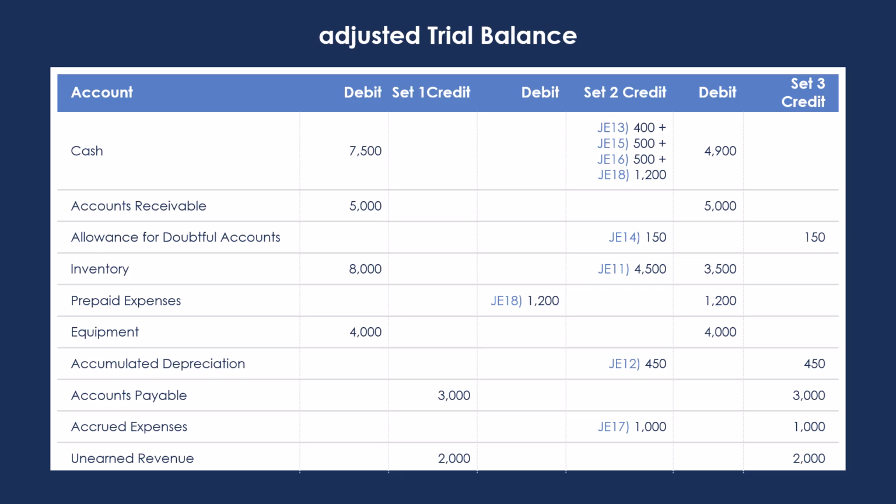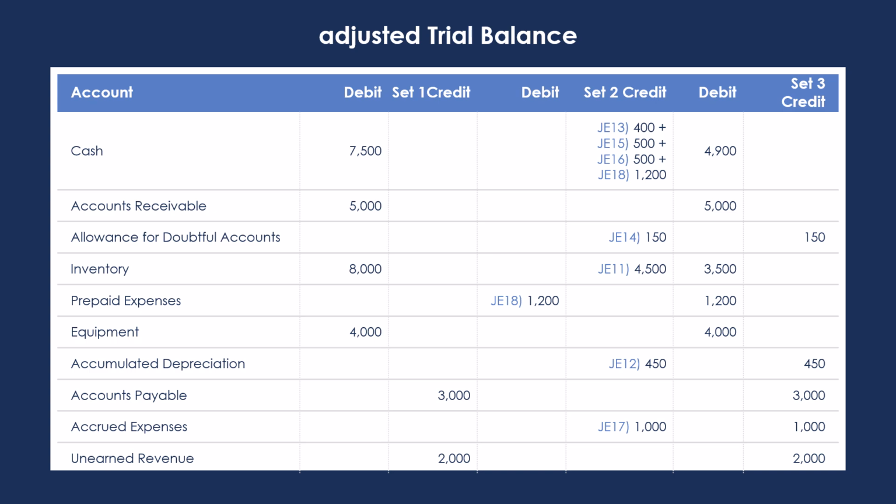The second set has the postings of the adjusting entries. The journal entry numbers are shown so we can determine what gave rise to a posting. Notice all the postings to the cash account. The third set of debits and credits is the adjusted balances. We start with the unadjusted balances. We post the adjusting entries in the second set, and then we add or subtract to give us the ending balance.